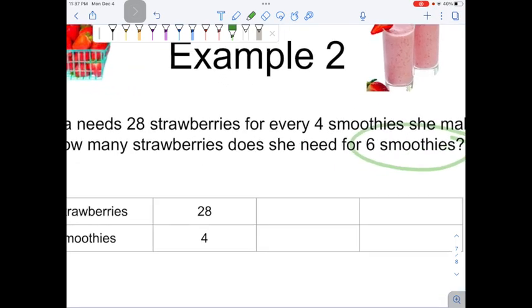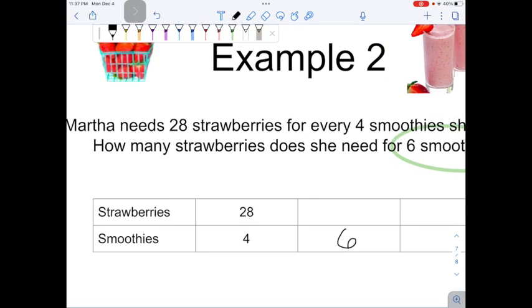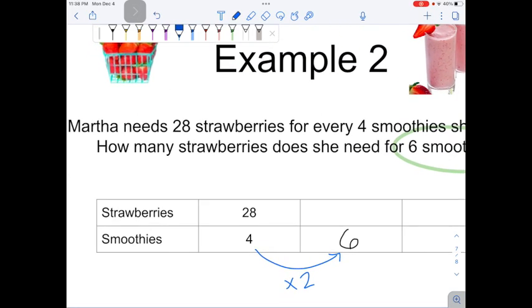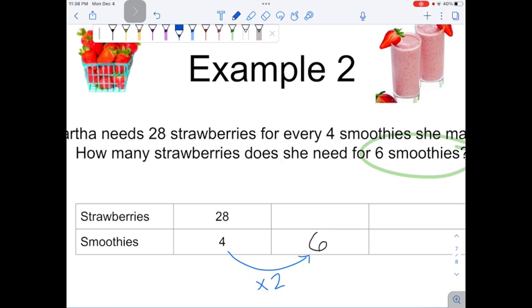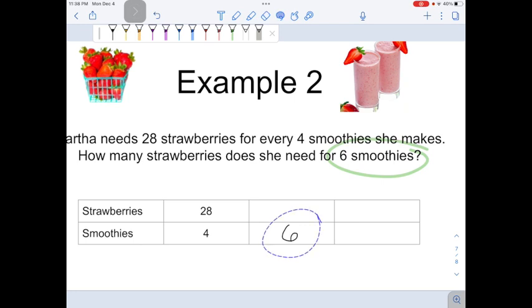Okay, so here's where I'm going to get a little bit stuck. If I put a 6 down here on the bottom, and again, it has to be on the bottom because that's where our smoothies are, it's pretty tricky to just go from 4 to 6. That's not times 1. 4 times 1 is 4, and it's not times 2. 4 times 2 is 8. If you happen to just know the mixed number or the decimal, then you can use it. But if you don't, then we're not going to make 6 smoothies be the next step. We're going to make it be the final step.